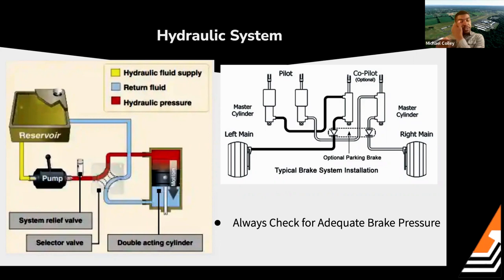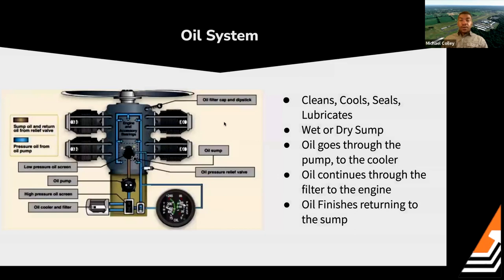Continuing through our oil system, very, very important. The oil, like I like to say, has four roles: to clean, cool, seal, and lubricate the engine. Right? In the Cessna 172s that we have, it's a wet system, meaning that the oil is stored underneath the engine, not in a separate location. And it's a very simple system, right?